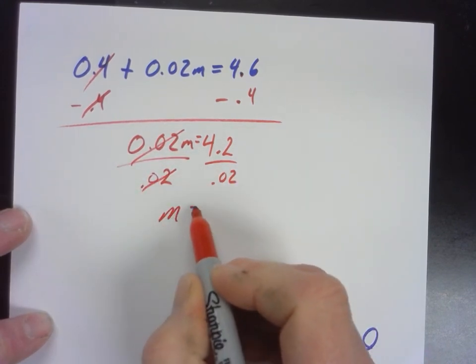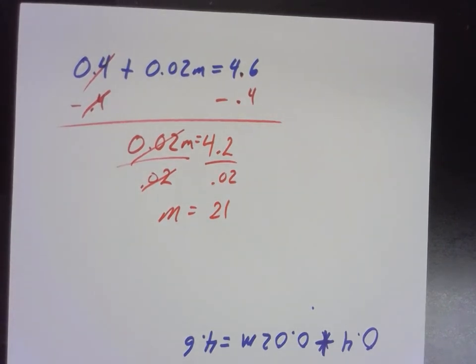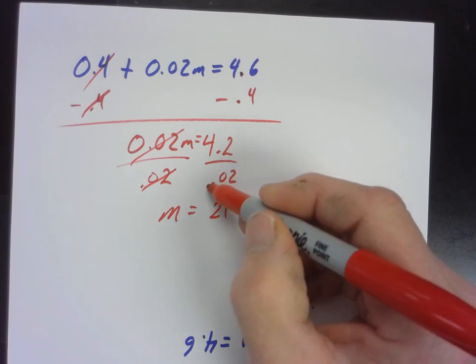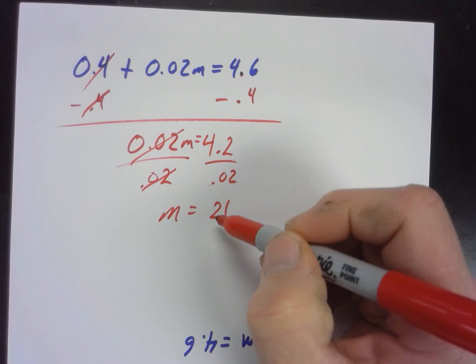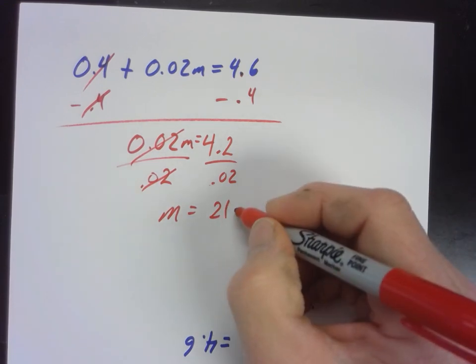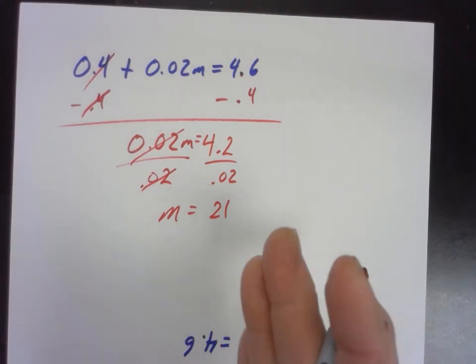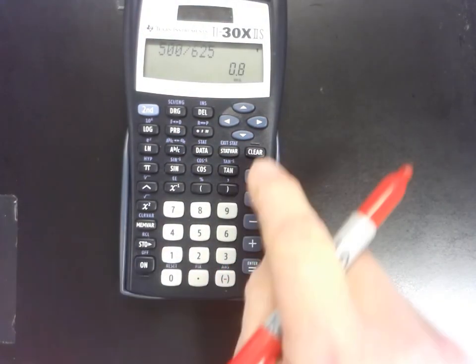Now I know 42 divided by 2 is 21. But I'm not real positive about where that decimal is when it's 4.2 divided by 0.02. Getting the decimal in the right place is a little iffy, because this could be 210. It could be 2.1. What do you guys think? You think it's 2.1? Should we try it with a calculator? See what the calculator says?